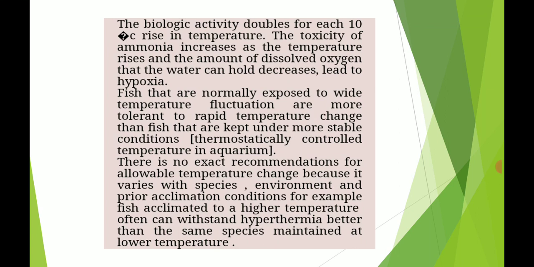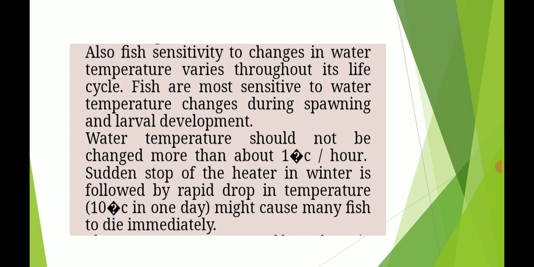Fish that are normally exposed to wide temperature fluctuation are more tolerant to rapid temperature change than fish kept under more stable conditions. For thermostatically controlled temperature in an aquarium, there are no exact recommendations for allowable temperature change because it varies with species, environment, and prior acclimation conditions. For example, fish acclimated to a higher temperature often can withstand hyperthermia better than the same species maintained at a lower temperature. Also, fish sensitivity to change in water temperature varies throughout its life cycle.